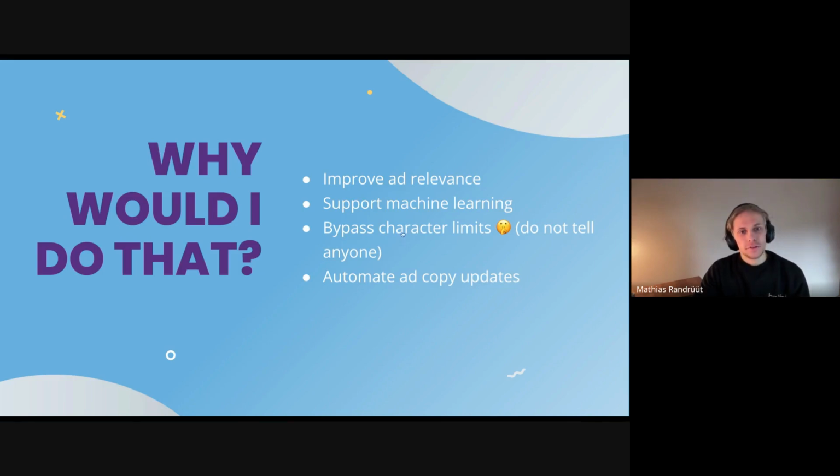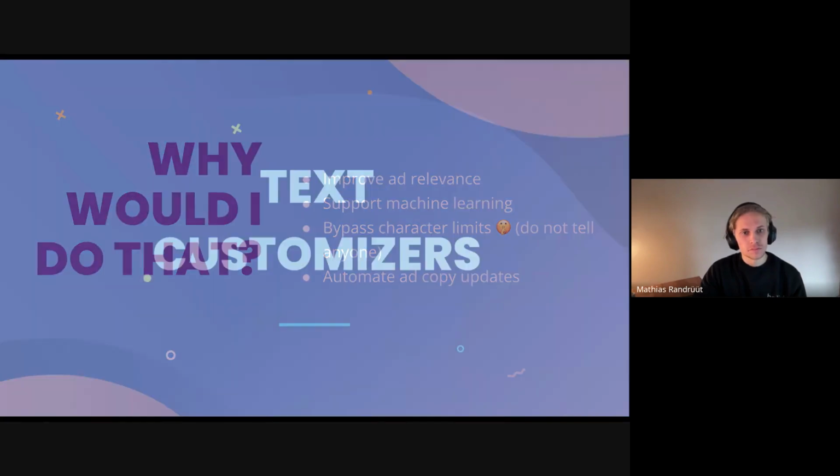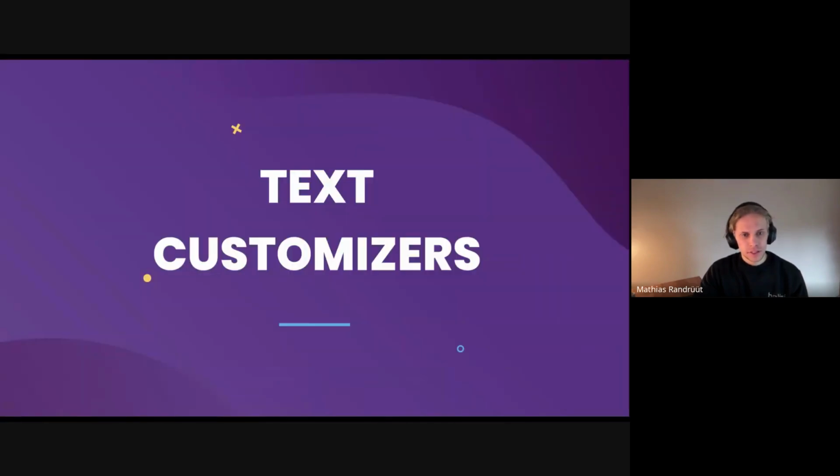Finally, you can also do things like automating ad copy updates. You can basically create a Google Sheet, which is directly up to date with the state of your ad texts in the account. And when you change something in the sheet, it will be automatically updated in the account as well if you schedule the upload of the file. So those are the main 4 benefits that I would like to bring out. Now let's jump into text customizers and how they work.